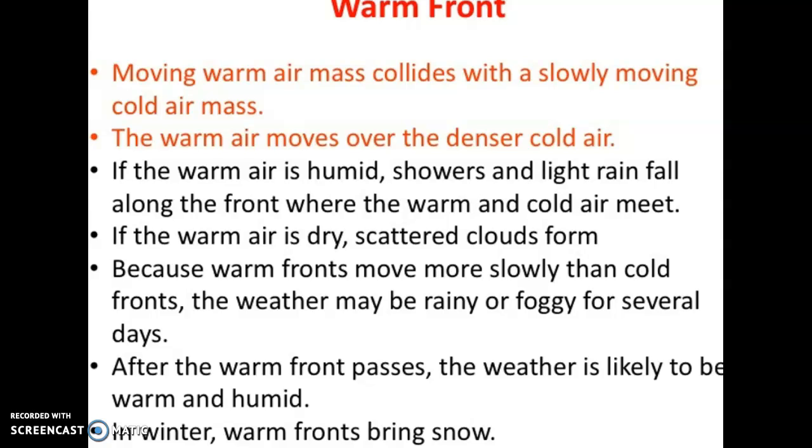Now, moving warm air masses collide with moving slow air masses. The warm air moves over the cold and denser air. They could create light showers, maybe some drizzle, precipitation. They're a lot slower moving than the cold fronts. Warm fronts may bring fog for several days and bring a longer, lighter storm. And they're possible to bring snow. They're less likely to have extreme weather.